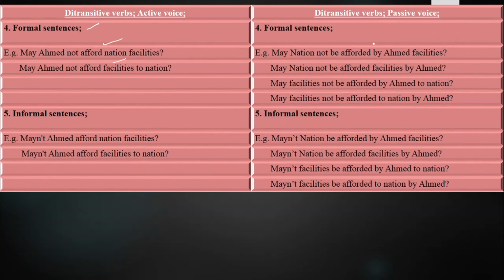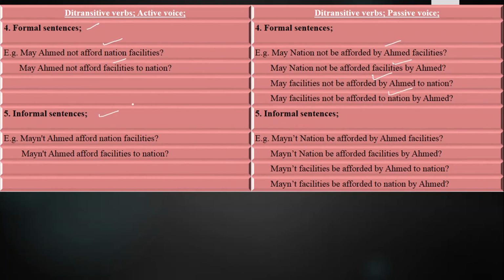And in passive voice, may nation not be afforded by Ahmad facilities? May nation not be afforded facilities by Ahmad? May facilities not be afforded by Ahmad to nation? May facilities not be afforded to nation by Ahmad?